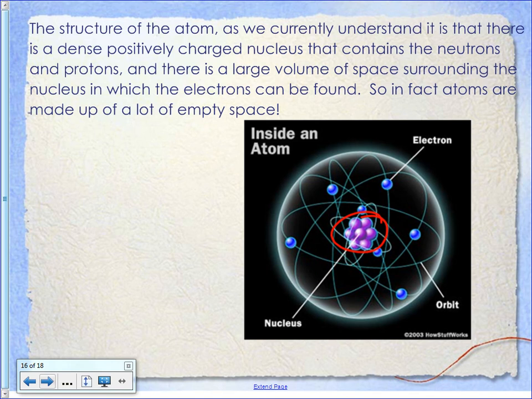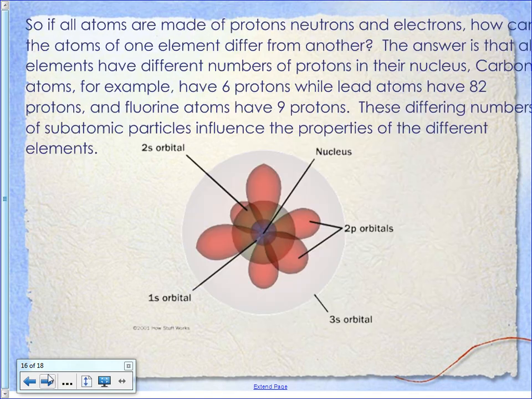But our model does say that there is a lot of empty space in the atom. And that is true. All atoms are made of a lot of empty space. All right. Now, back to why are all the elements different from each other? This goes back to the properties of an atom being based on the number of protons in the nucleus. So, all elements have different numbers of protons in their nucleus. Important for us to understand that.